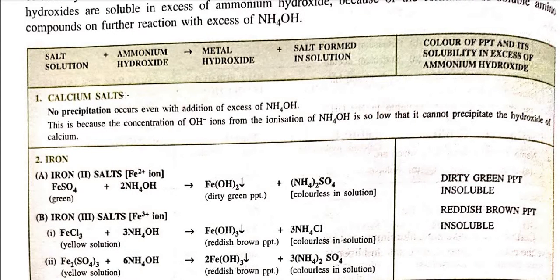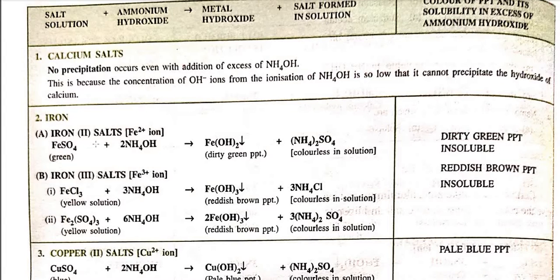Now for calcium salt, when you react it with ammonium hydroxide, no precipitate is formed, even with the addition of excess ammonium hydroxide. The reason is that the concentration of hydroxyl ions, OH minus, from the ionization of ammonium hydroxide is so low that it cannot precipitate the hydroxide of calcium.